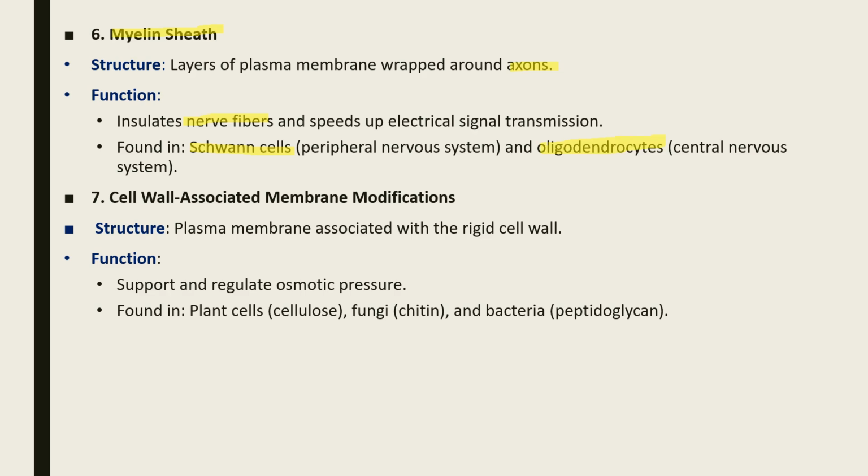Cell wall associated membrane modification. How is the cell wall associated with modification? The plasma membrane is associated with a rigid cell wall. Its function is to support and regulate osmotic pressure. It is found in plant cells, where it is made up of cellulose, in fungi, where it is made up of chitin, and in bacteria, where it is made up of peptidoglycan.